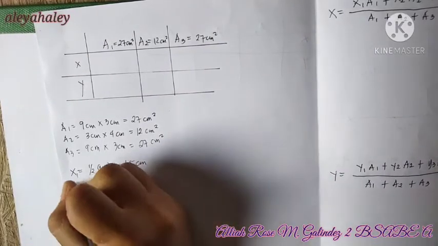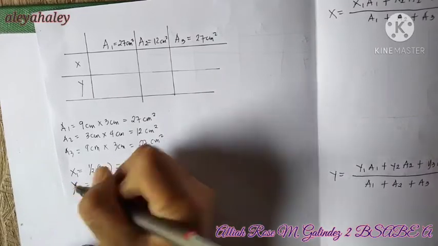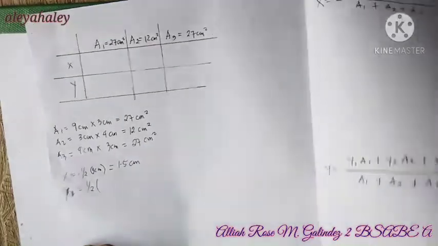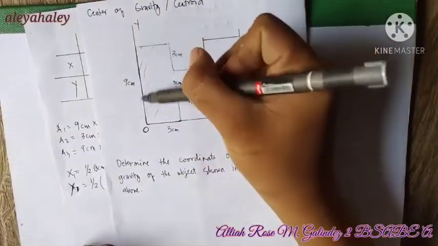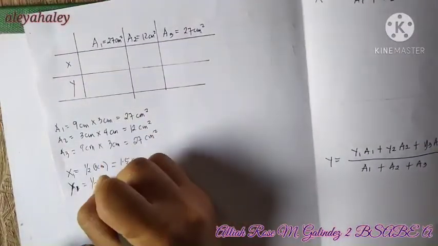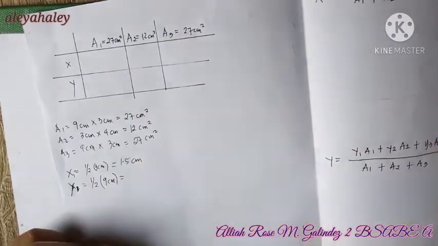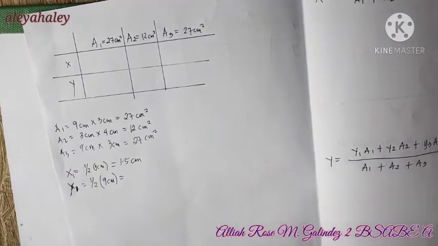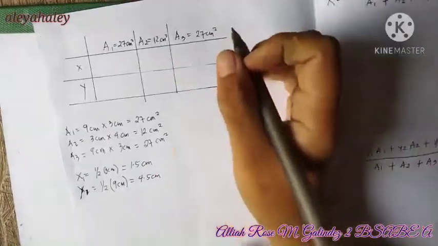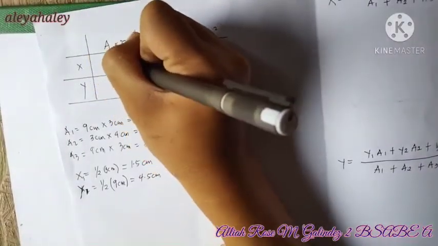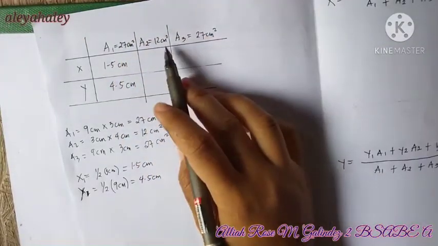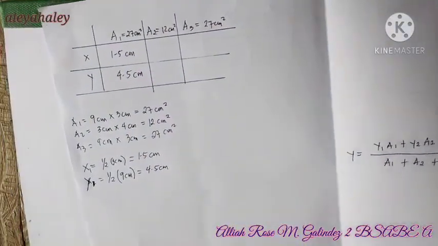I'm sorry. The y1, we have 1/2 of 9 centimeters. It's probably be here. 9 centimeters. So we have 4.5 centimeters. So it's gonna put it here. 1.5 centimeters, 4.5 centimeters.